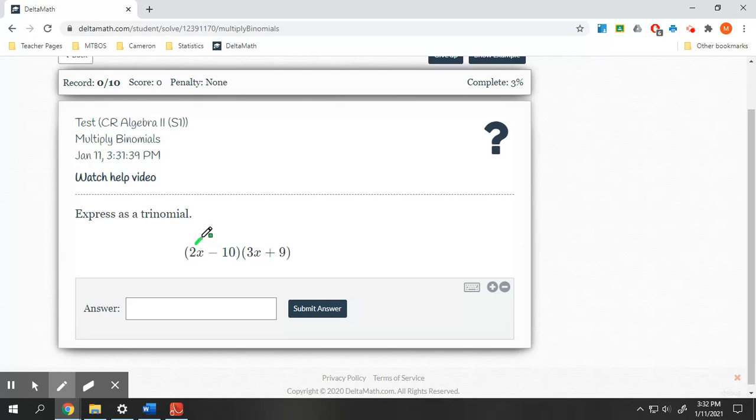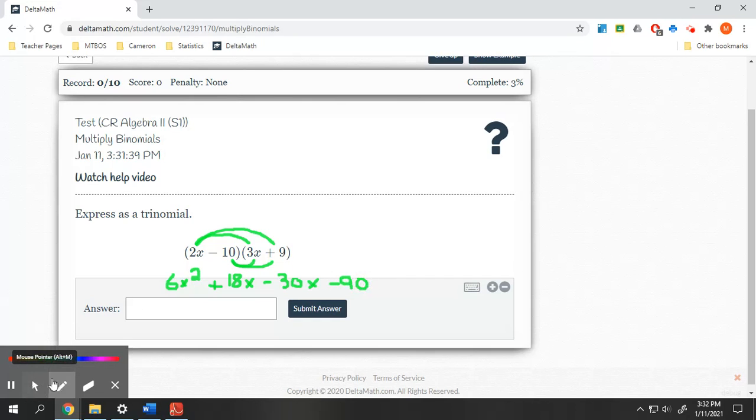First off, distribution. I have a 2x times a 3x. Well, 2x times 3x is going to be 6x squared. All right, that is my first term. Now, 2x times positive 9, that is 18x. Next term, I have a negative 10 times a 3x. That would be a negative 30x. And then finally, I have negative 10 times 9. That is negative 90. All right.